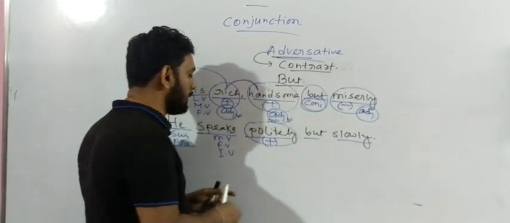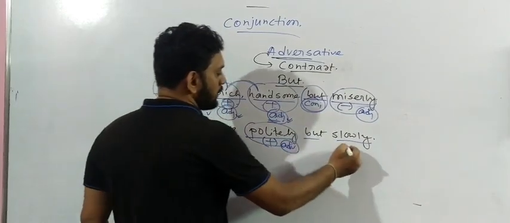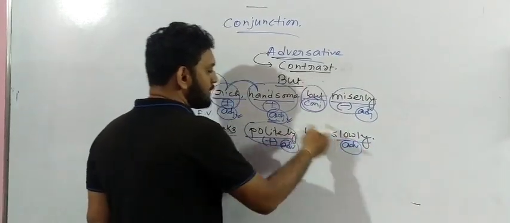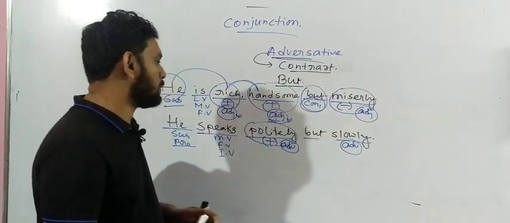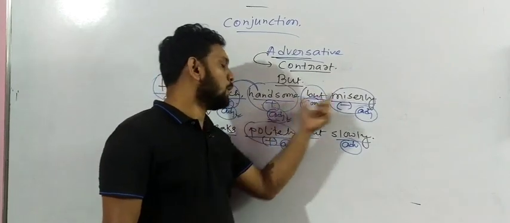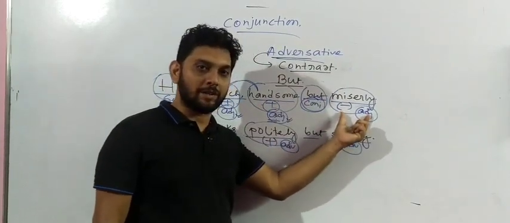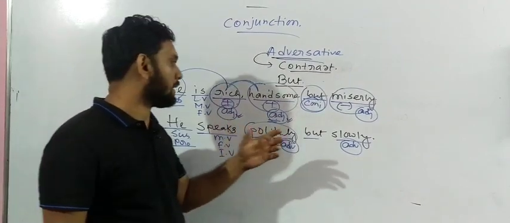Here politely is an adverb, and slowly is also an adverb, and it's a series of adverbs, and it must maintain parallelism. Parallelism means what? If we use an adjective, we have to also use an adjective. The coordination, the grammatical class, parallelism should be there.